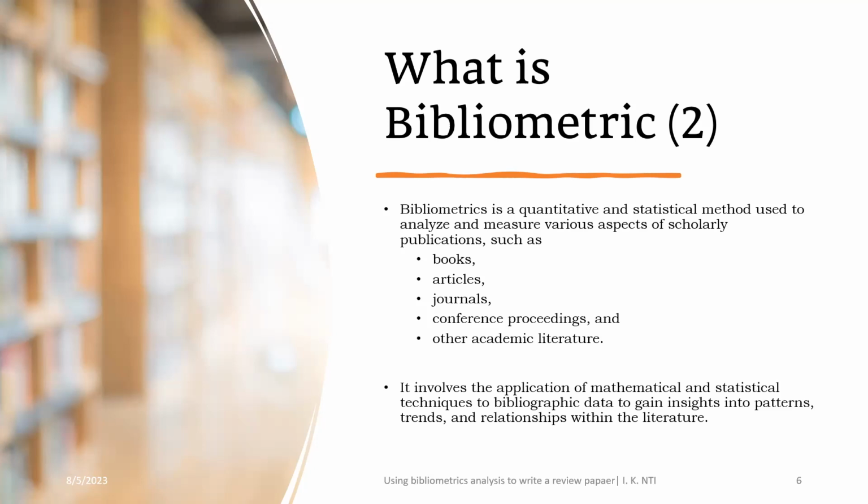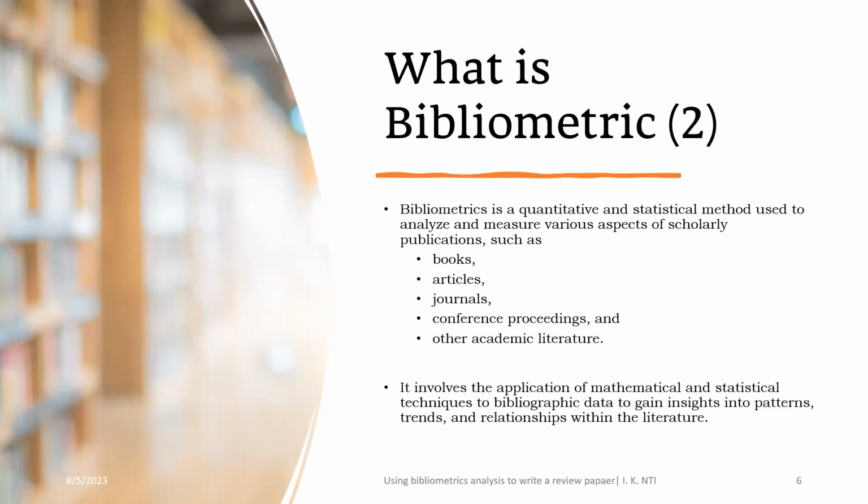So bibliometrics is a quantitative and statistical method used to analyze and measure various aspects of scholarly publications, such as books, articles, journals, conference proceedings, and other academic literature. We use this approach to evaluate documents like these, and sometimes even their authors. Once you are analyzing the books or the articles, there is some bibliometric data that we analyze, and we'll look at what data we analyze.